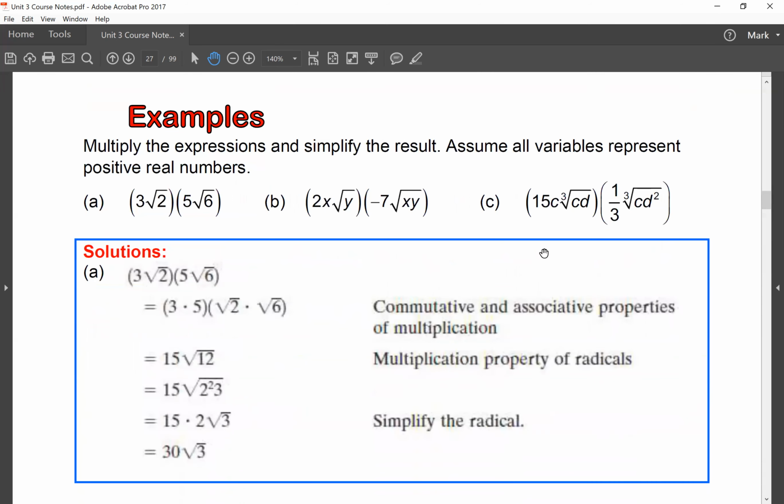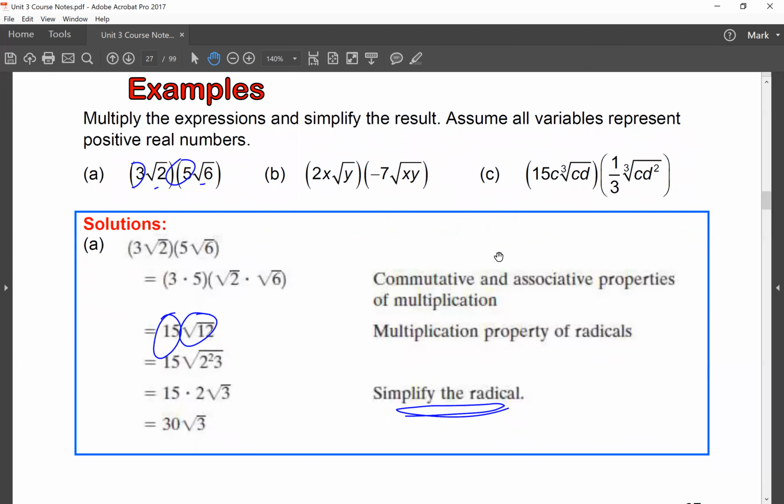But if you look at this example, like example number A, 3 root 2 times 5 root 6. Well, 3 times 5 is 15. Root 2 times root 6, 2 times 6 is 12. And then you just simplify. So you multiply what's outside of the radicals and you multiply what's inside.